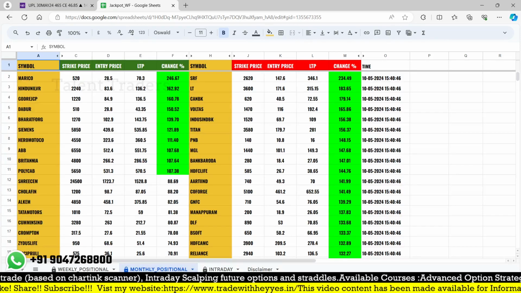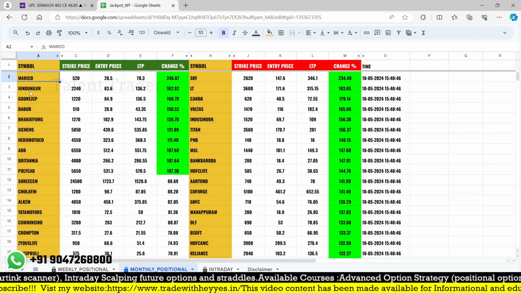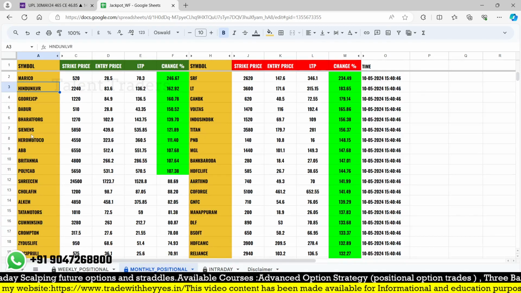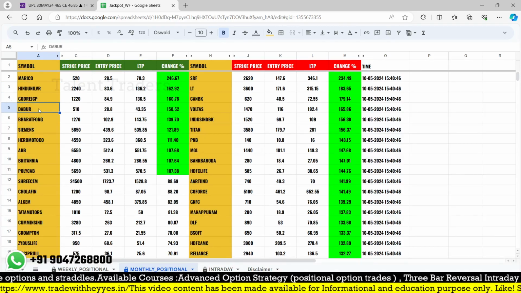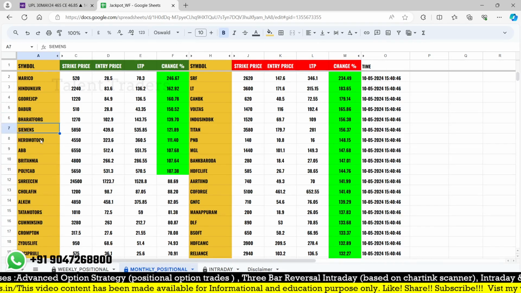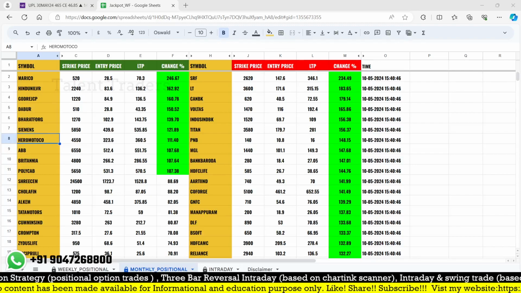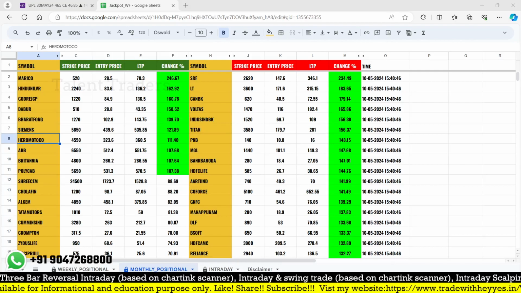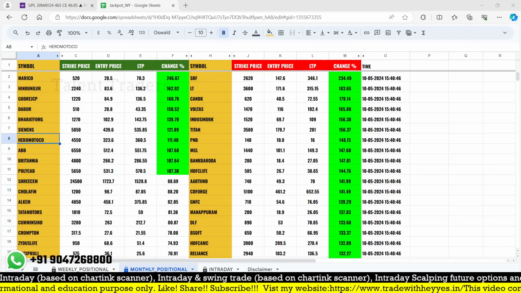On the call side, you can see Marico is sometimes liquid, Hindustan Unilever is always liquid, Godrej CP is liquid, Dabur is also liquid, but Siemens is sometimes liquid and sometimes not. Hero Motor is surely liquid. So we are not going to plan all the stocks. From this list, we are going to find some 3 to 5 stocks for the month.